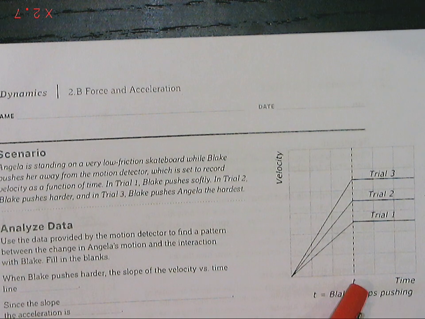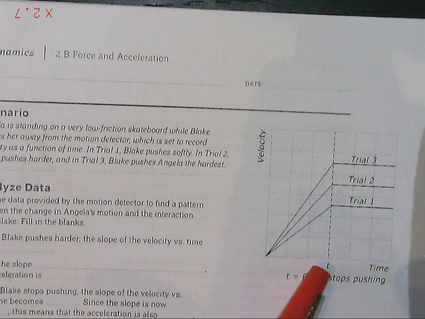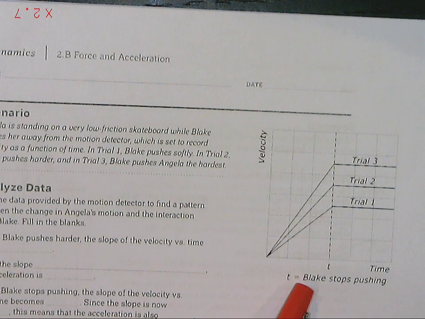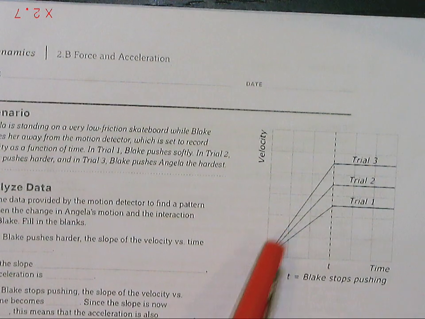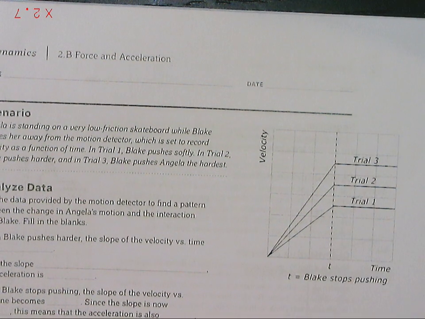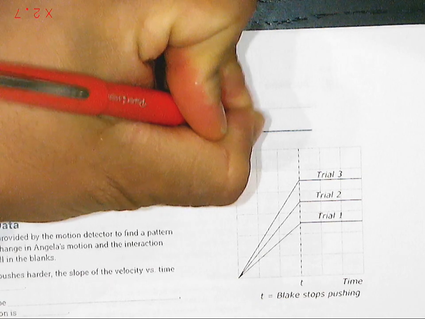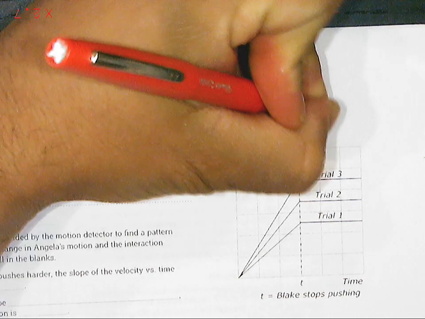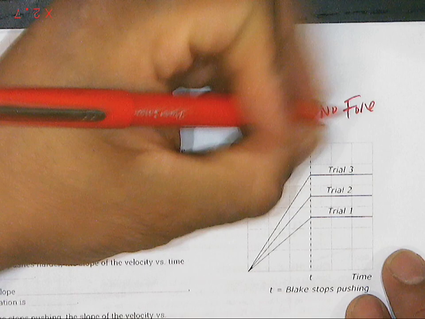So at time T, it clearly says Blake stops pushing. There's no more force. You can imagine how that comes into play later, but at this point, just keep in mind that he is pushing, there is a force, and then no force. If you want to, consider these two segments separated by this time T: force, no force.